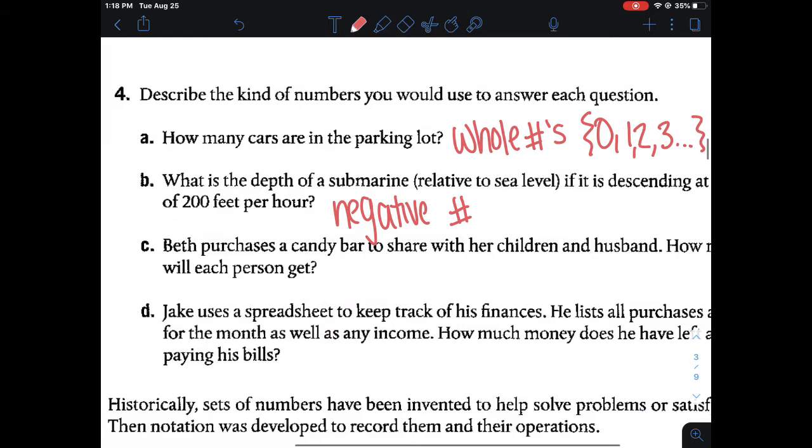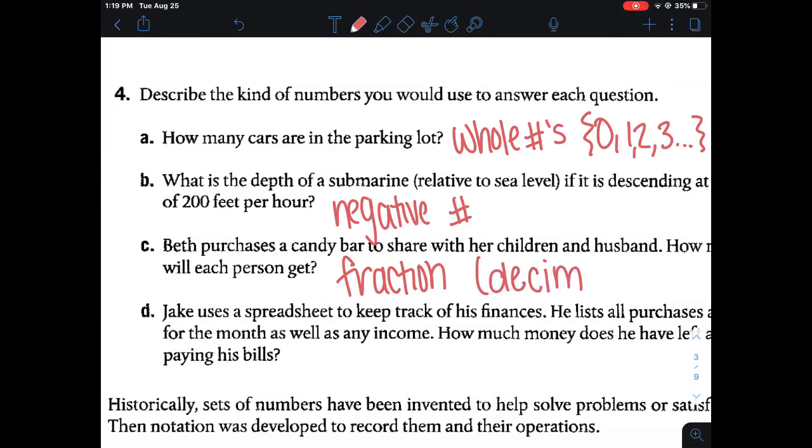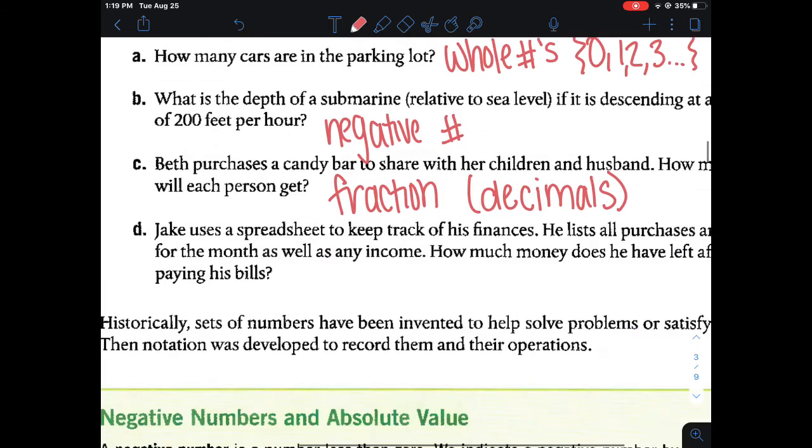C, Beth purchases a candy bar to share with her children and husband. How much will each person get? Well, she has one candy bar and she's splitting the one candy bar with her children and husband. Each person is going to get a fraction of that one candy bar. Or you could say decimals because fractions can be written as decimals if you so choose.